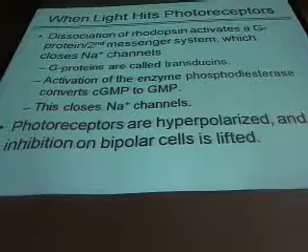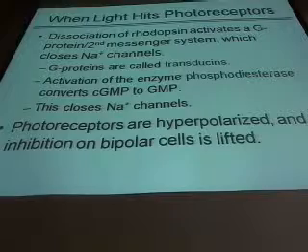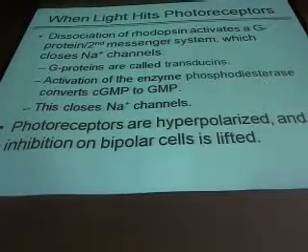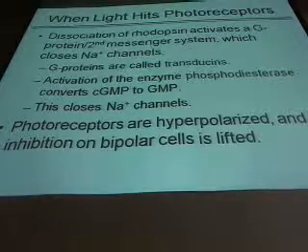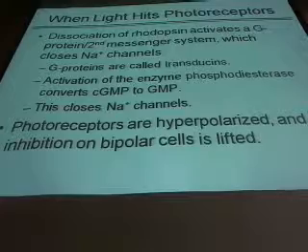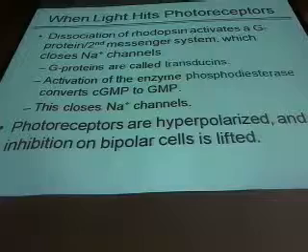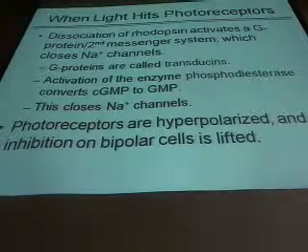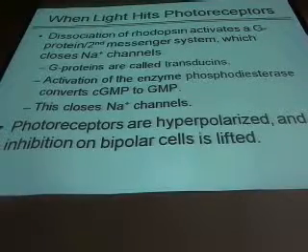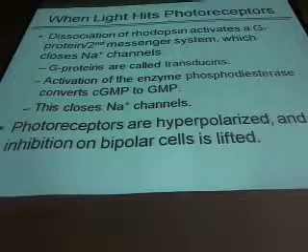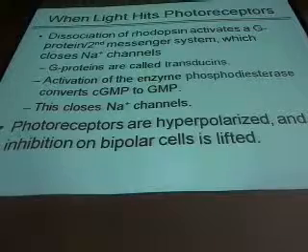When light hits the photoreceptors, the G proteins close its channels. The G proteins are called transducins. You get those in the nose as part of that, and in the eyes. The activation of the phosphodiesterase converts the cyclic GMP to GMP. This closes the sodium channels. Photoreceptors are hyperpolarized, and there is inhibition of the bipolar cells.